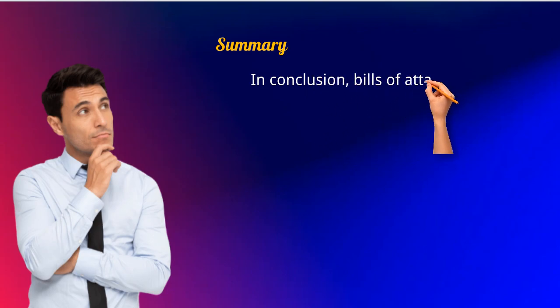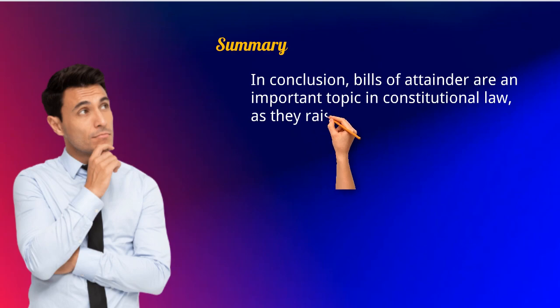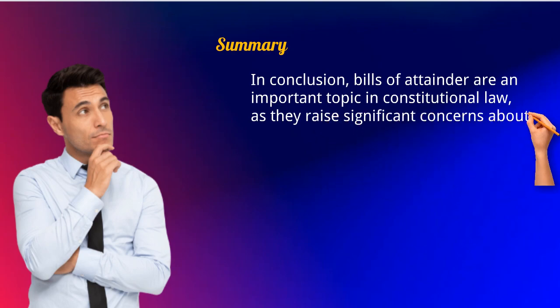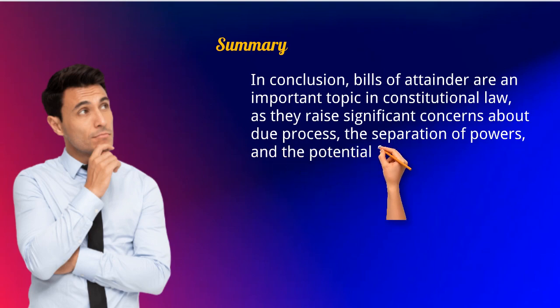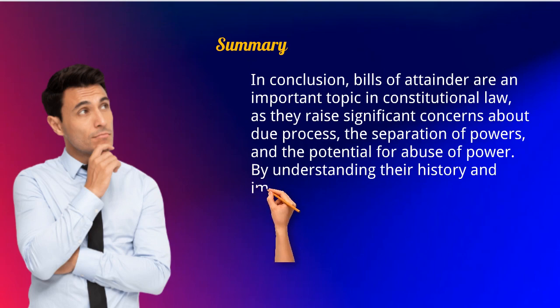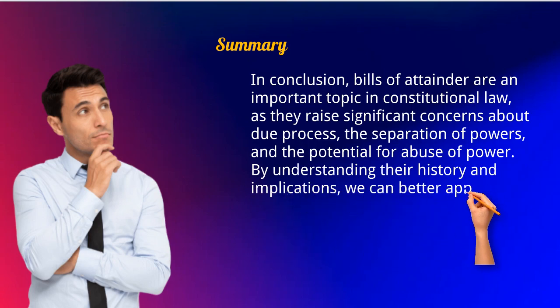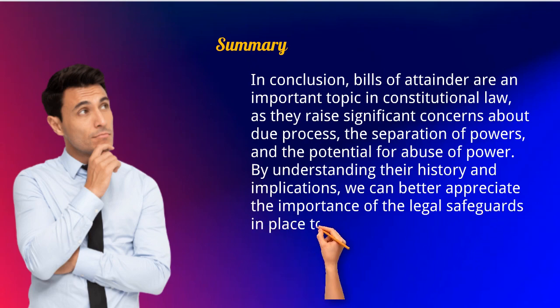In conclusion, bills of attainder are an important topic in constitutional law, as they raise significant concerns about due process, the separation of powers, and the potential for abuse of power. By understanding their history and implications, we can better appreciate the importance of the legal safeguards in place to protect individual rights.